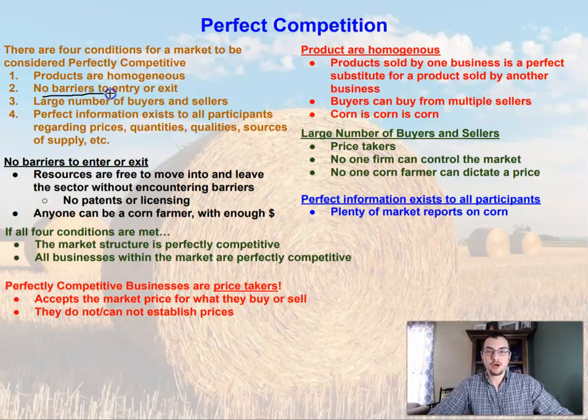The second one is no barriers to entry or exit. What does that mean? Well, it means that resources are free to move into and leave the sector without encountering barriers. There's no licensing, there's no patents, there's no legal restrictions. So let's think about a corn farmer. Anyone can be a corn farmer if they want to, as long as they have enough money. If they have enough money, they can go out and buy the land, they can hire a manager, or they can go out and buy the equipment and buy everything themselves, and they could actually become a corn farmer tomorrow if they have enough money.